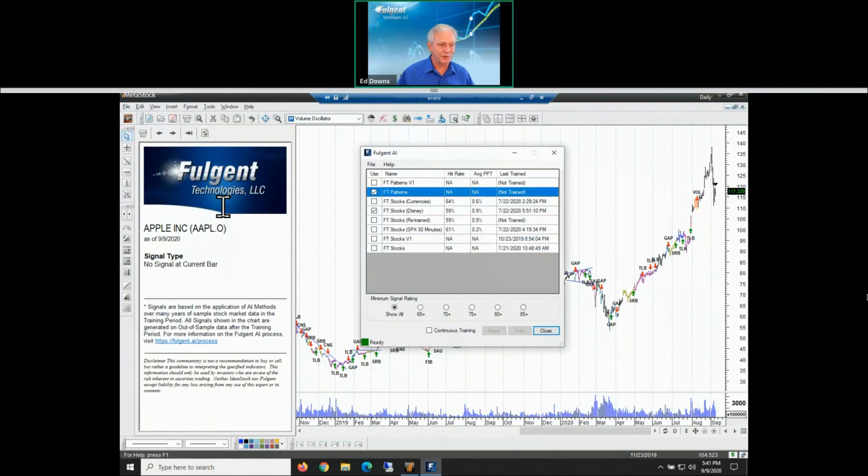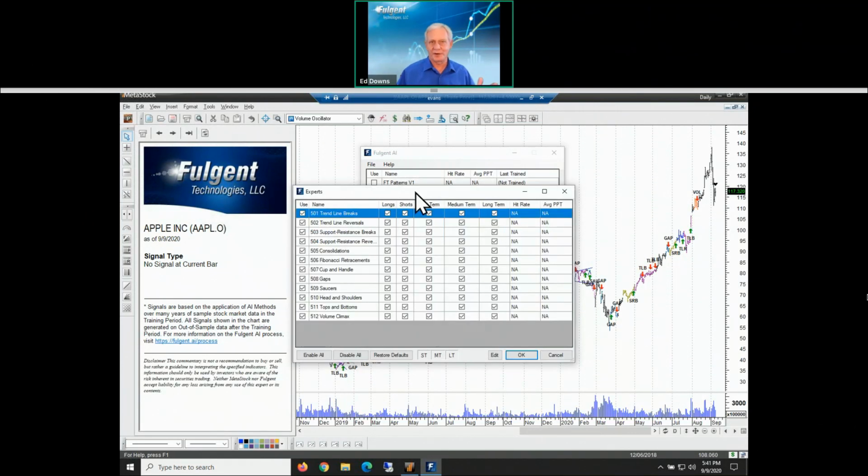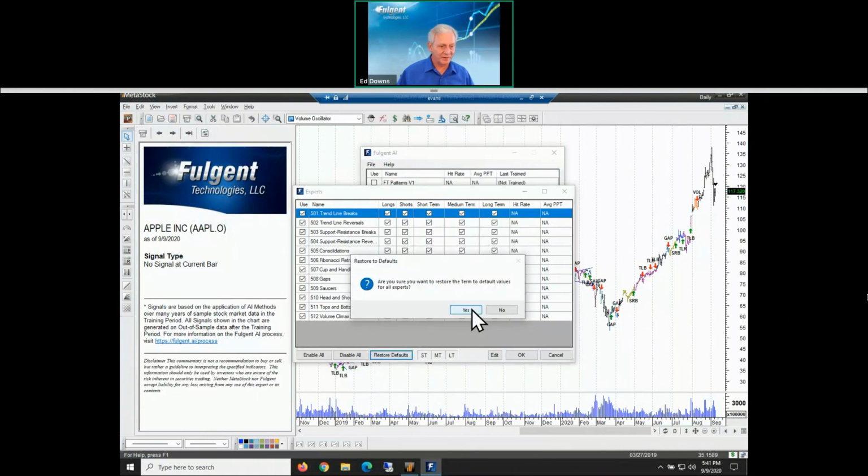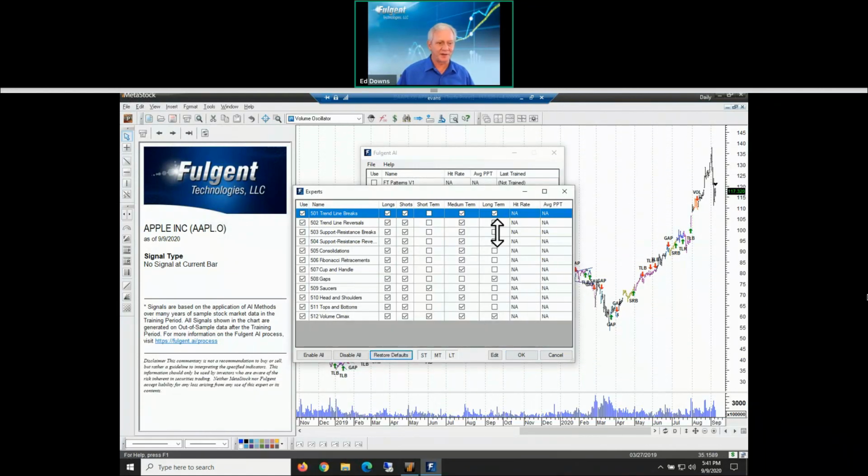So highly flexible. You can look at just one pattern, different time frames, or the strength rating from the database, like which ones seem to be the best. I'll get out here and say restore defaults. Are you sure you want to do that? Yes, I'm sure. So now it's back to what it was when we started.